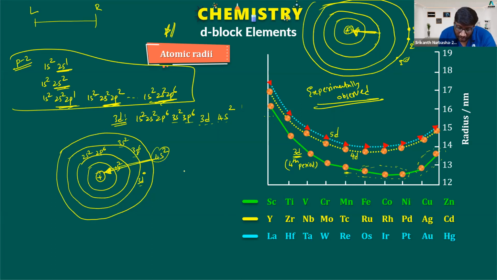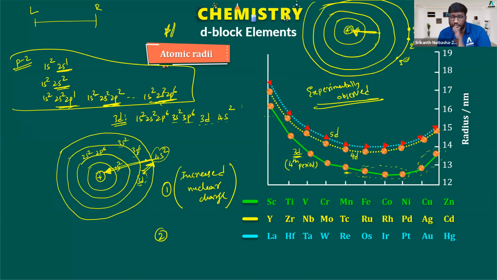But you have one factor: increased nuclear charge. The other factor is that because of filling electrons in the inner 3d subshell, will these electrons in the inner 3d subshell repel the 4s electrons or not? Yes. Look at the 4s electron.